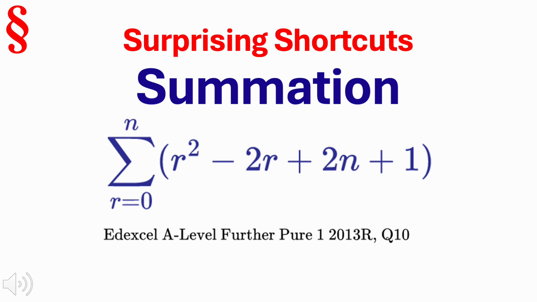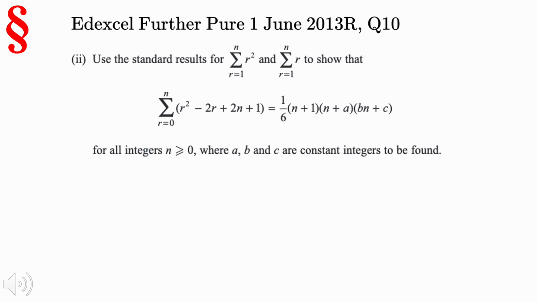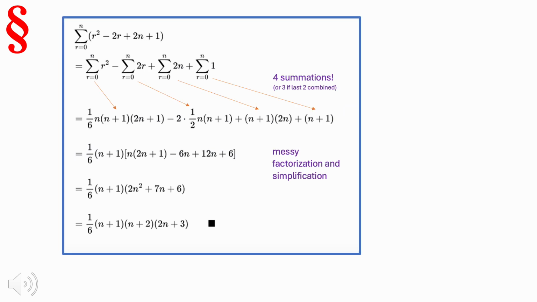Today we will consider a summation question, question 10 from the Edexcel A-Level Further Pure 1 from June 2013R. The question requires us to find the closed form of the summation of r squared minus 2r plus 2n plus 1, from r equals 0 to n.